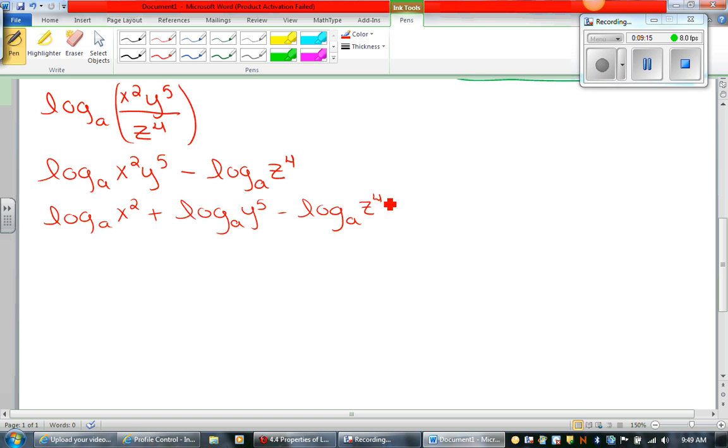And the last thing I'm going to do is take care of these exponents. We know we have a power rule, and we know where those exponents go. So that's our very last step. We're going to take those exponents and bring them out front: 2 log base a of x plus 5 log base a of y minus 4 log base a of z. And this is completely expanded.